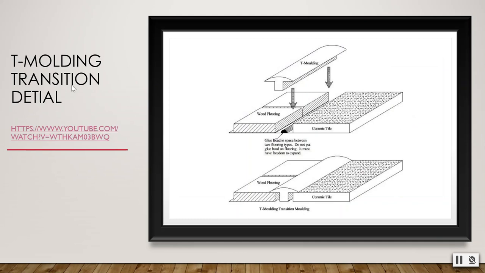These T-moldings or transition details basically fit right in between the two different types of flooring. Here they have wood flooring and ceramic tile. They have put the T-molding right in between and created this beautiful detail. And this is what I will be looking for in your drawing. So with that being said, that's kind of a short run of it, but this is part 2.